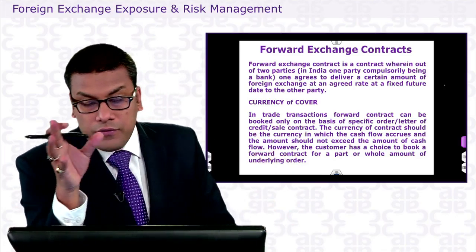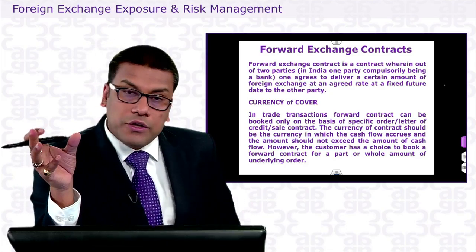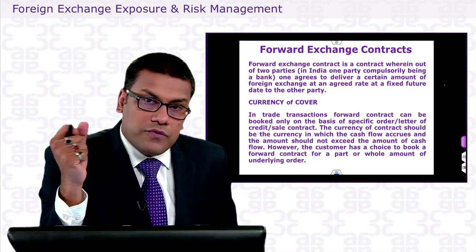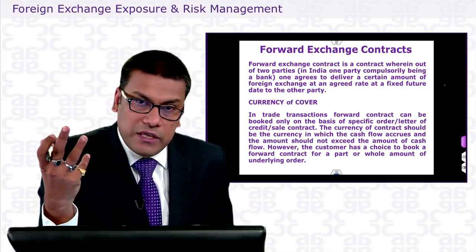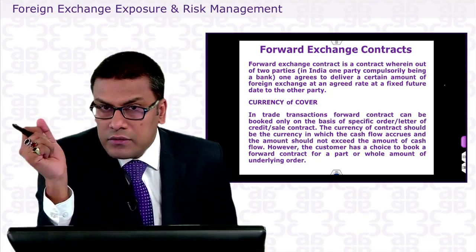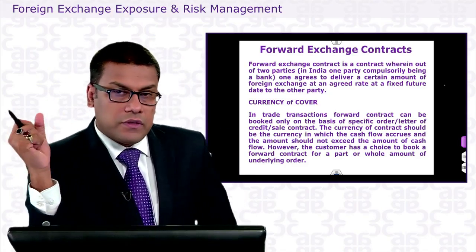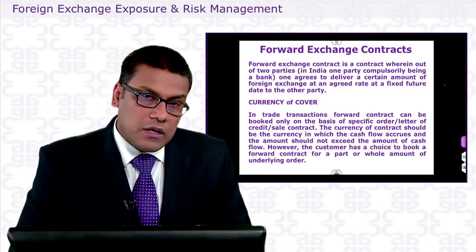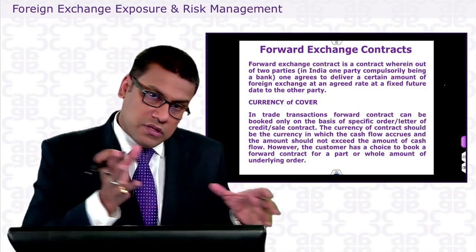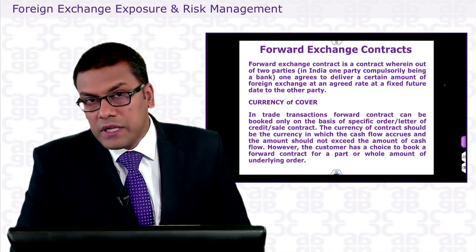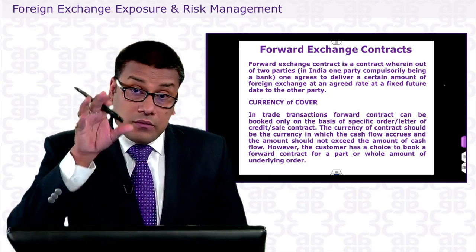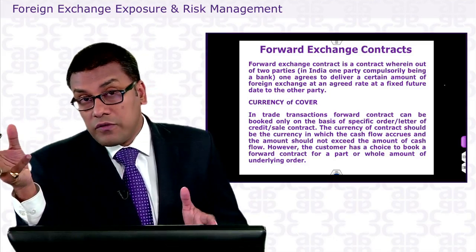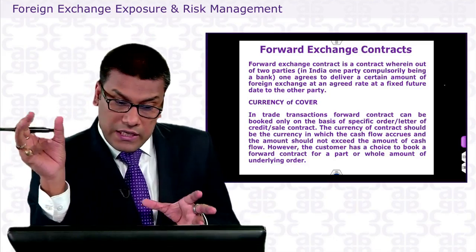However, if you want, you can enter into a forward contract on a part or the whole amount of the underlying order. So if your order was for $1 million, the maximum is 1 million, and if you want, you can take 5 lakh, 6 lakh, 8 lakh worth of contract, because then you are taking some under-hedge. Maybe you felt like covering some portion yourself and only want to cover some part of it as a hedge. But you cannot take up a contract of 2 million if your order size is only $1 million. So that is some restrictions.